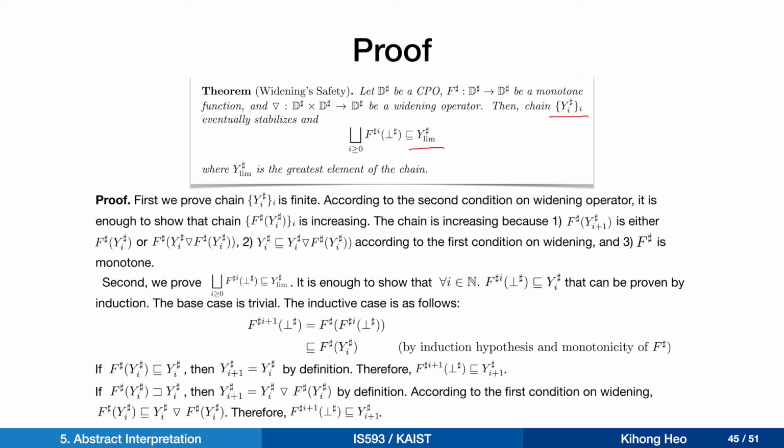The proof actually consists of two parts. First one is that the chain is finite, and the last element of the chain is larger than the ideal one. The proof is not going to be difficult. It can be done by using the widening conditions and monotonicity of the semantic function. I recommend you read this proof and do the proof by yourself as a practice.